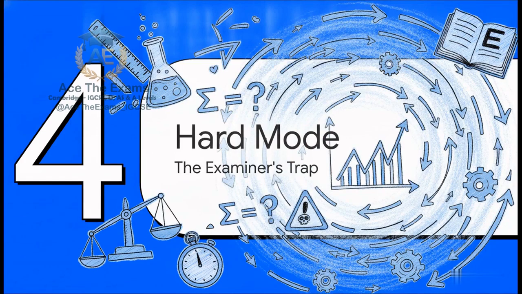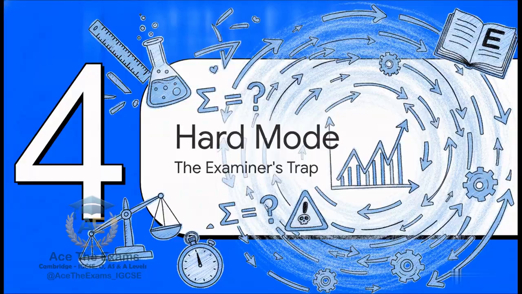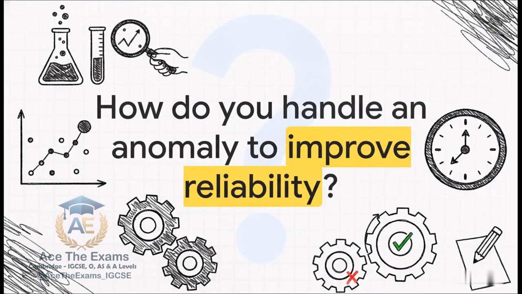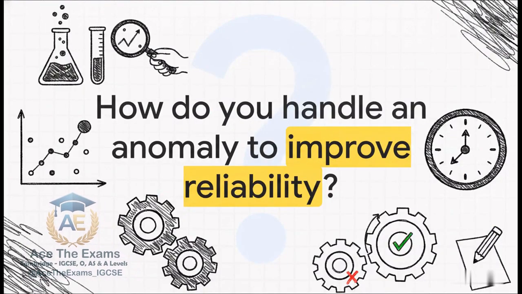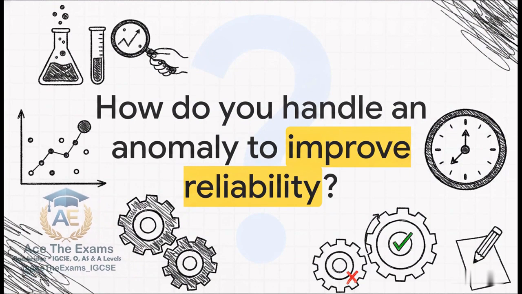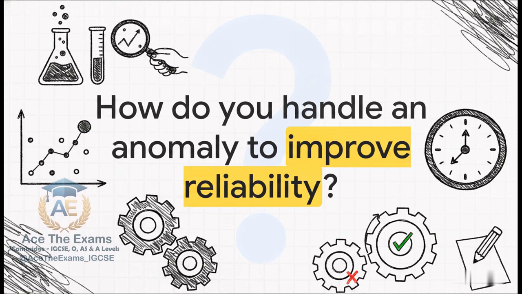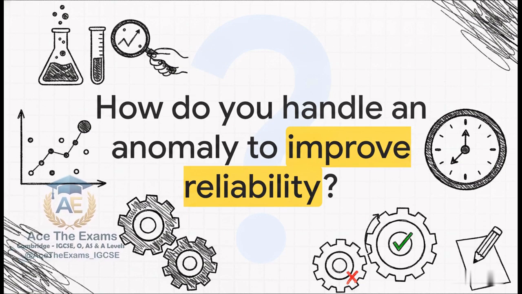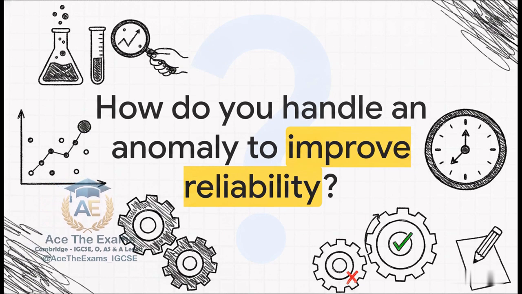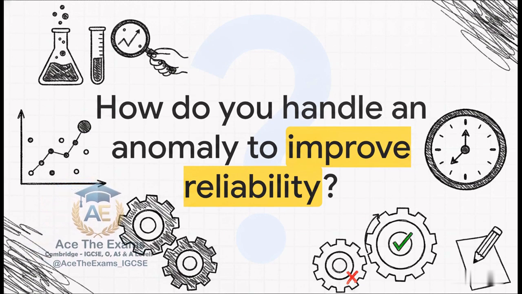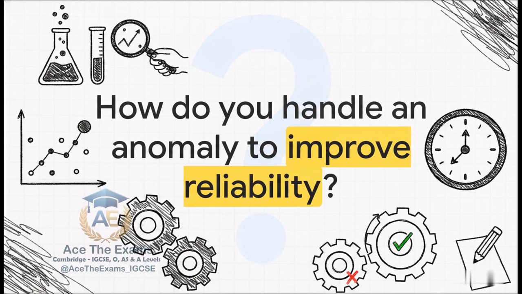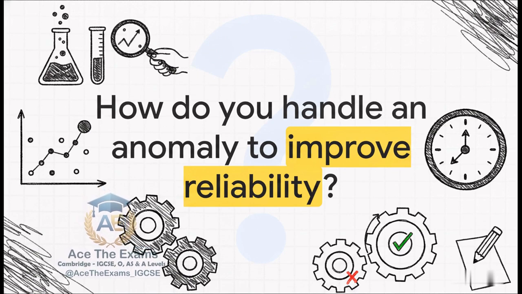Section 4. Hard mode. The examiner's trap. Okay, let's look at this high-level scenario. You're running a density experiment, and suddenly a glaring anomaly appears in your data table, just a result that is way off from the overall trend. The exam asks, how do you improve accuracy and secure the reliability mark? Think critically about your variables here. Think about what makes data actually reliable in a physics lab. What is your exact next move?